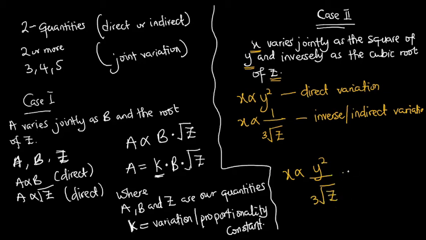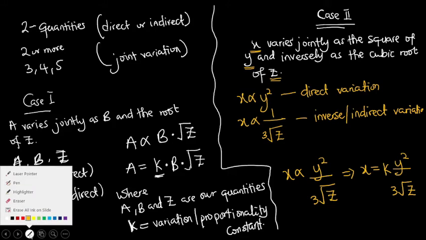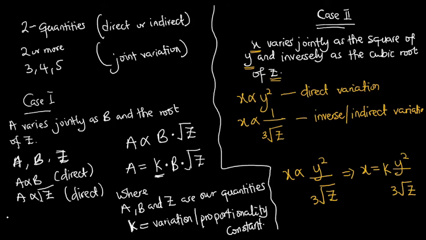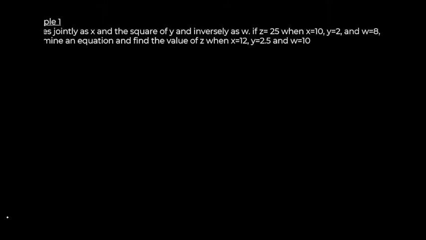So we can now remove our variation sign and introduce our constant. So it means s is equal to k multiplied by y squared on the cubic root of z. So with this basic introduction, let's go ahead and have a look at some examples to see how we can use the joint variation in solving practical problems.